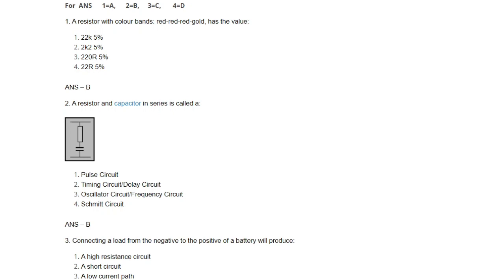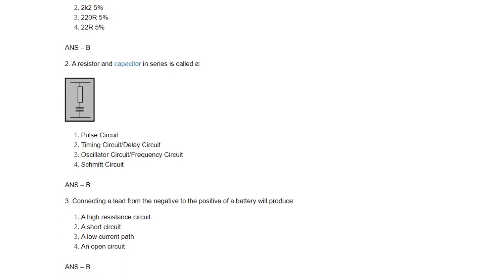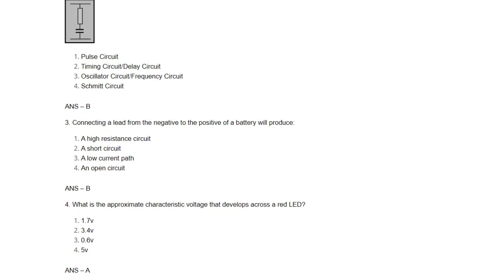Then question number 3: connecting a lead from the negative to positive of a battery will produce what? First is high resistance circuit, second is short circuit, third is low current path, and fourth is an open circuit, and the answer is B, that is short circuit.